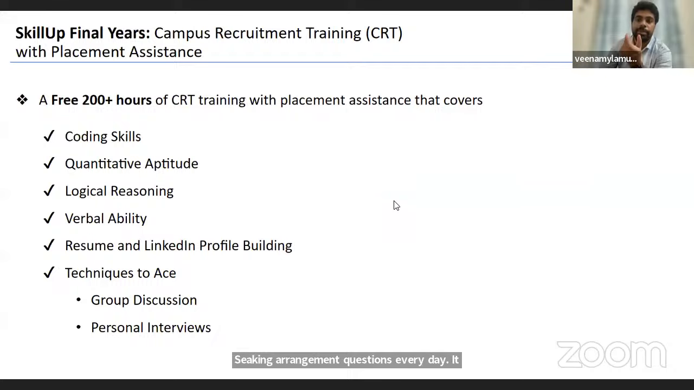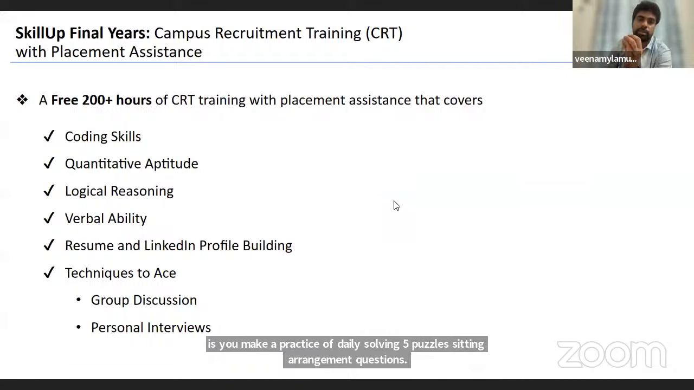It will excel your brain. Like we are excelling your aptitude skills, quantitative skills, coding skills. Those puzzles will excel your brain. So what I suggest is you make a practice of daily solving 5 puzzles, sitting arrangement questions. In quantitative aptitude, you try to solve number series questions.